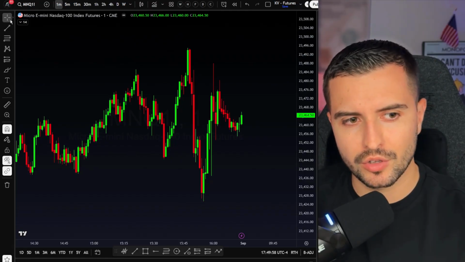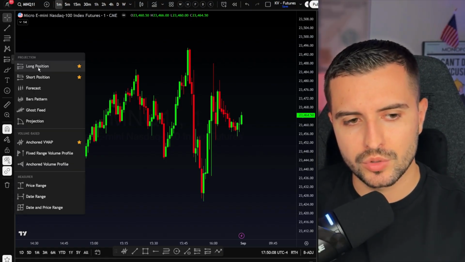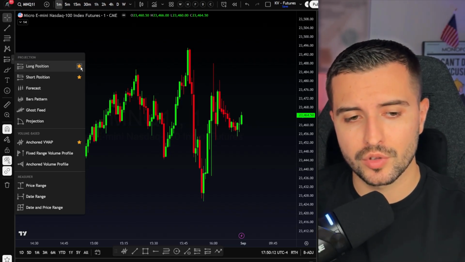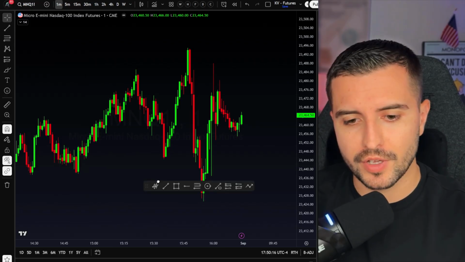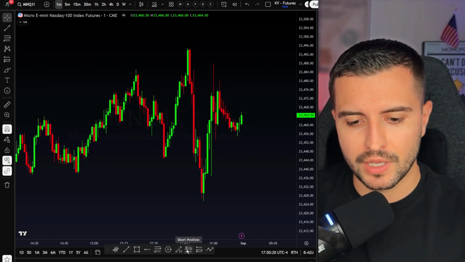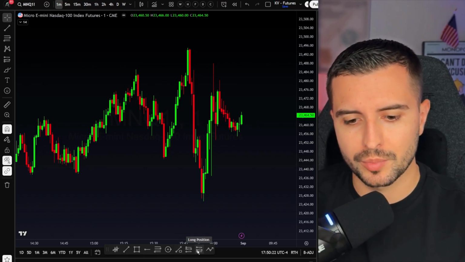You're going to find it on the left toolbar here. It's going to be the first, second, third, fourth, fifth, okay? The fifth icon, you're going to click on this little arrow here, and then we're going to use the long position and the short position. What I would do is star them both. That will put them into your favorites toolbar, so you have it all right here. And there we have the short, and then we have the long position.